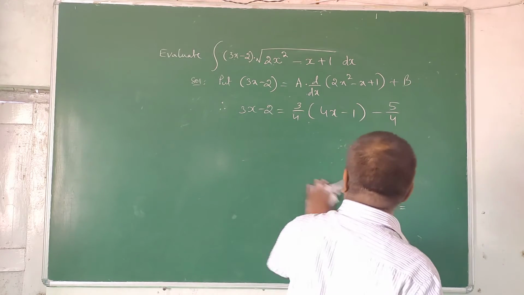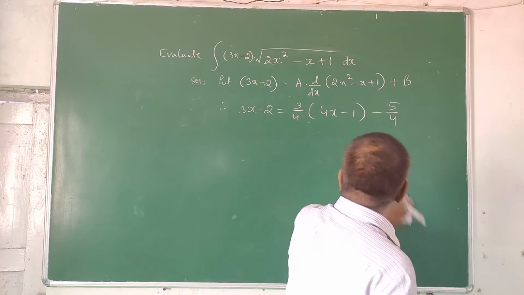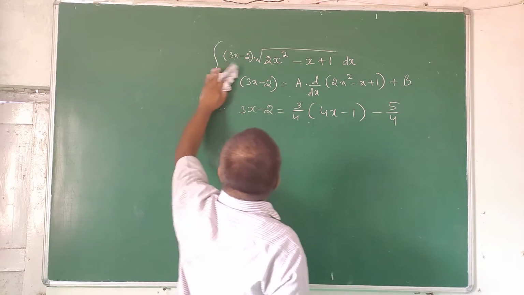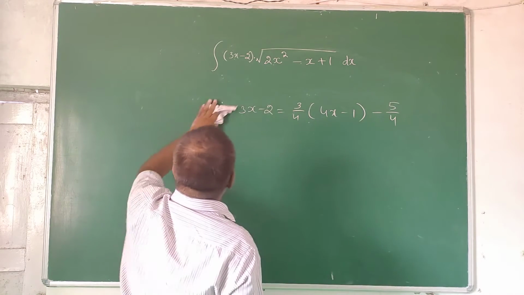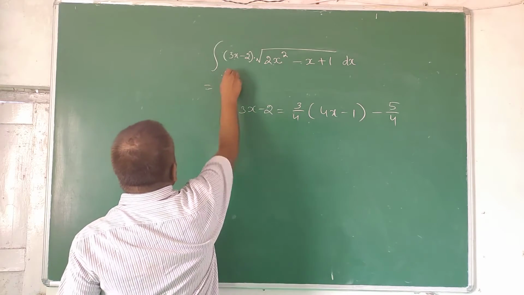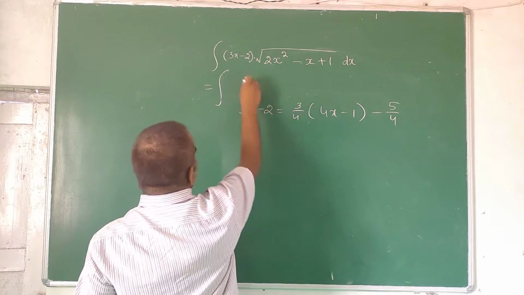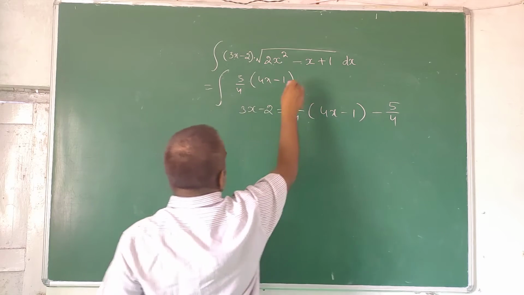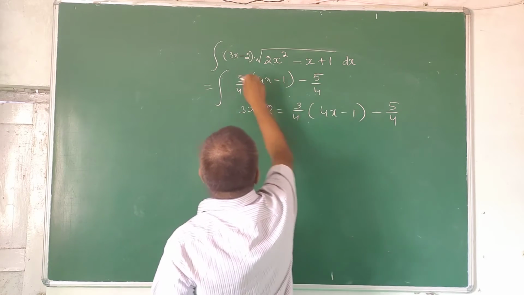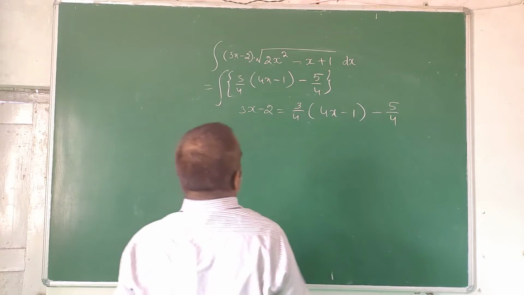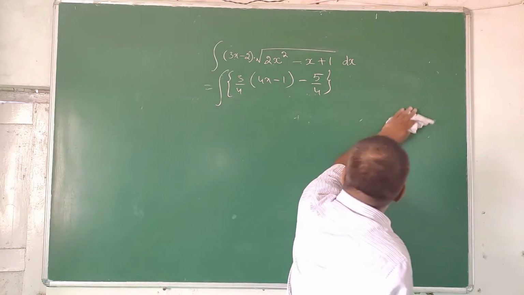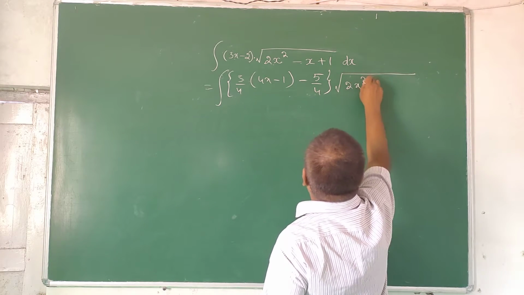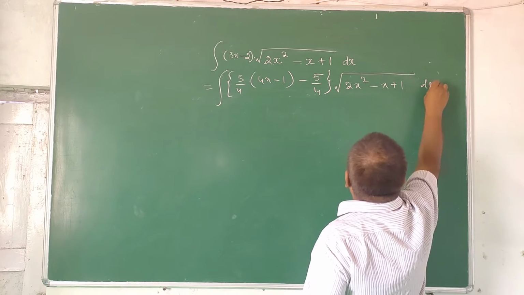So now this integral is equal to, now this 3x minus 2 has to be replaced with this equivalent value 3 by 4 into 4x minus 1 minus 5 by 4 into root over 2x square minus x plus 1 dx.